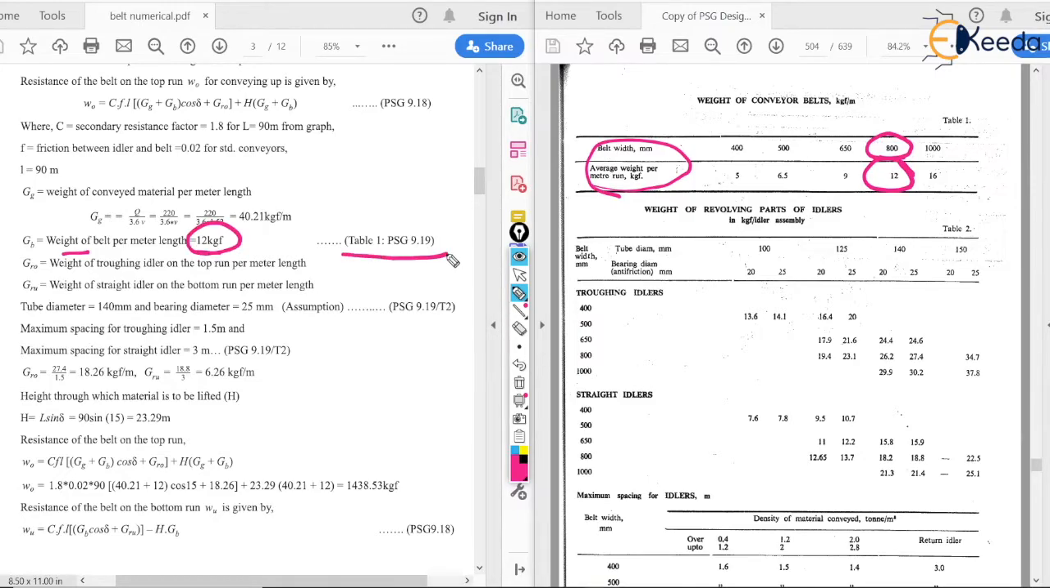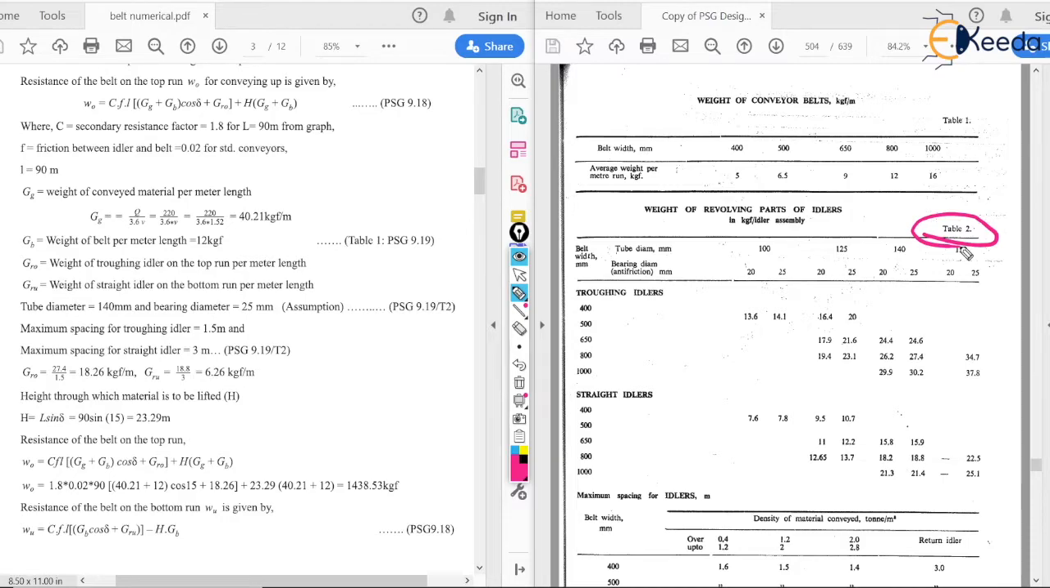From table number 1. Now next we have GRO, that is weight of troughing idler on the top run per meter length. And next after that we have GRU, that is weight of straight idler on the bottom run per meter length. The tube diameter is 140 mm and the bearing diameter is 25 mm, that we have assumed from table number 2. The maximum spacing of the idler is 1.5 meter and the maximum spacing for straight idler is 3 meter. We are going to take it from PSG 9.19 table number 2, and from here we are going to check the values.